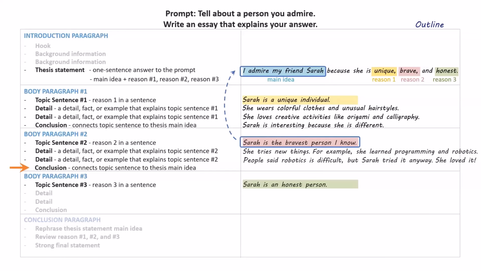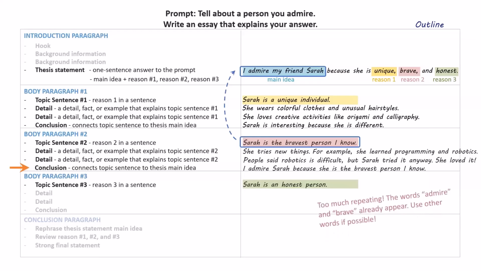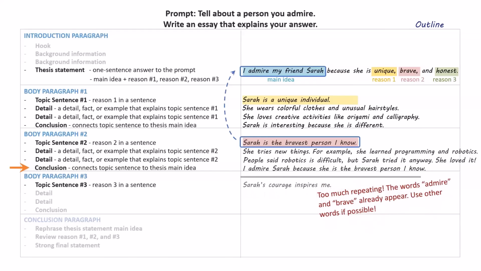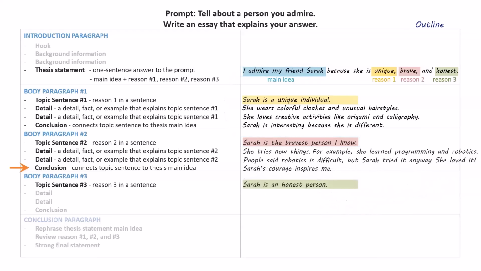We could write, I admire my friend Sarah because she's the bravest person I know. But as we've learned, that would repeat too many words and phrases. So let's change those words just a little. Sarah's courage inspires me. Now let's finish body paragraph 3 in our outline. Our topic sentence for body paragraph 3 is Sarah is an honest person.